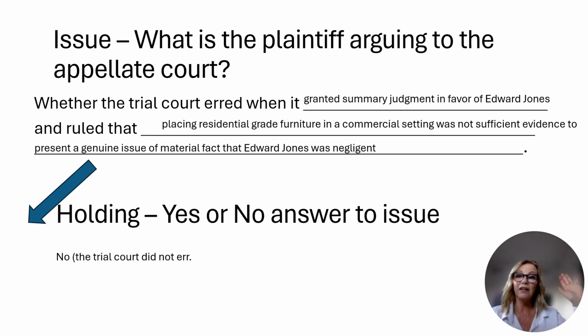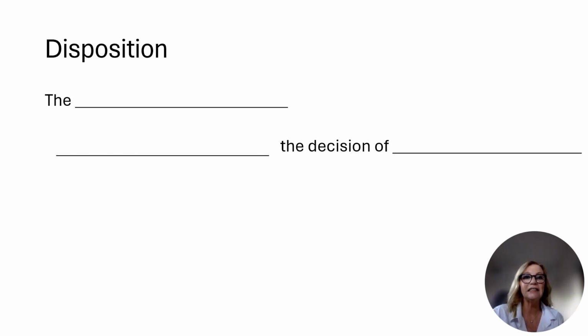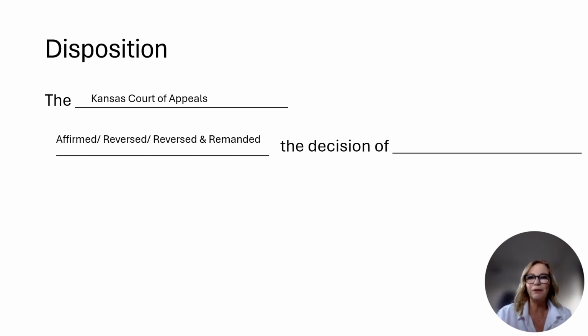In the beginning, we already know that they said they affirmed the decision, but if you go to the very end, you're going to see that, and it's going to be, what court are you before? Kansas Court of Appeals. And these are going to be your options: affirmed, reversed and remanded. Generally speaking, sometimes you'll have vacated.